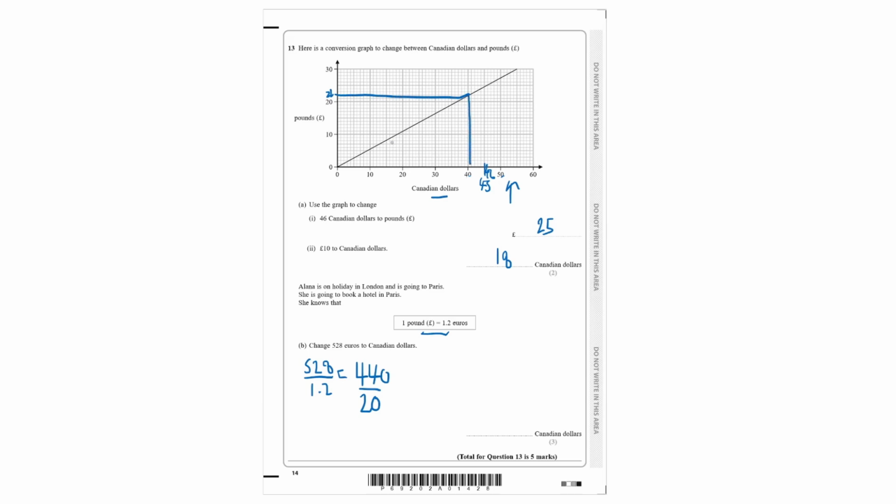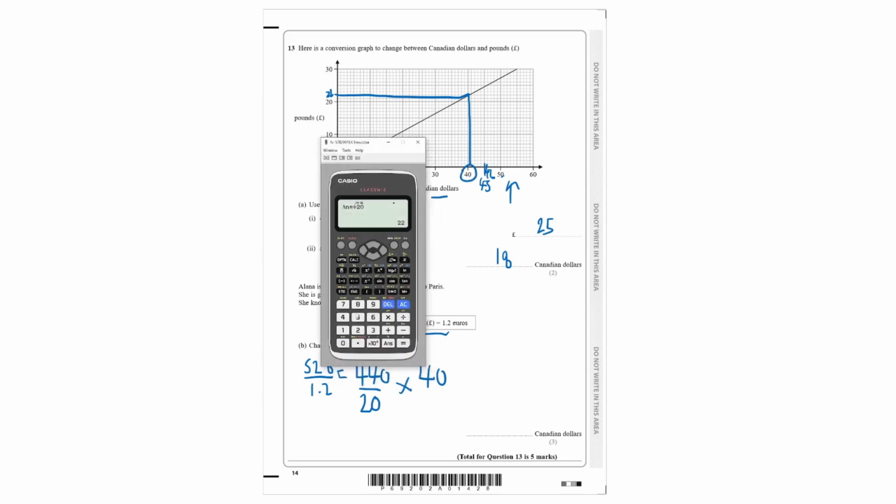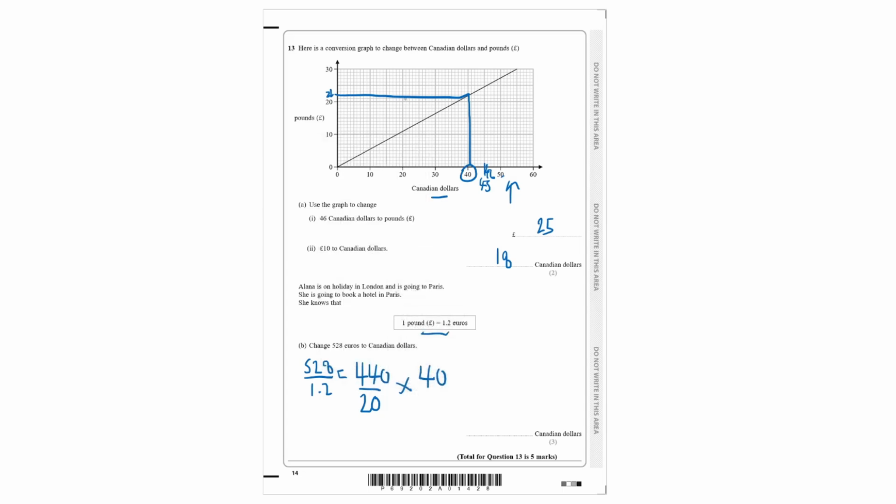But remember, this is a bigger value, so we have to multiply by 40. So we have here 440 divided by 20 times 40 gives us 880 Canadian dollars. 880 Canadian dollars.